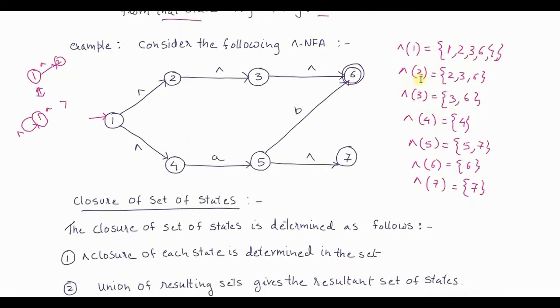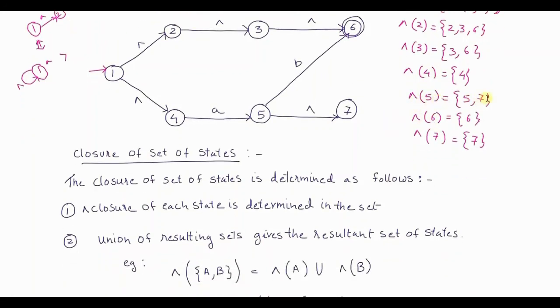Similarly, state 2 also will have to be made a final state of the NFA, because in the e closure set that we obtain for state 2 there is also 6, and 6 happens to be the final state of the null NFA. So state 2 also will be a final state in the resultant NFA. Also state 3 will be a final state in the resultant NFA. Why? Because in this set also there is 6. But state 4 does not have the element 6, which is the final state of the null NFA. That's why 4 will not be a final state. Also 5 will not be a final state.